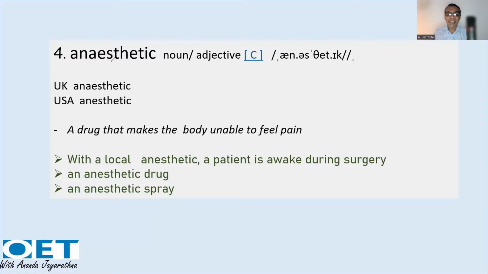Our next word is anesthetic. Say it again, anesthetic. Here, this syllable is stressed, anesthetic. When you come to spelling, you have to keep in mind the difference between the UK and American way of spelling. Okay. Now, what do you mean by anesthetic? If it is a noun, it is a drug that makes the body unable to feel pain.